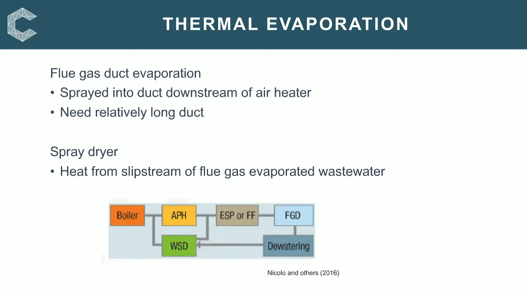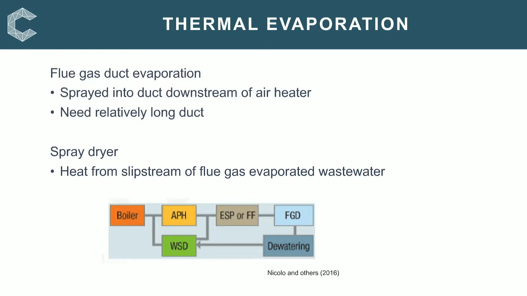The FGD wastewater could be sent to a spray dryer. This uses the heat from a slipstream of the hot flue gas to evaporate the wastewater. The slipstream is taken from upstream of the air heater, which is the APH in the figure, and WSD is the spray dryer.